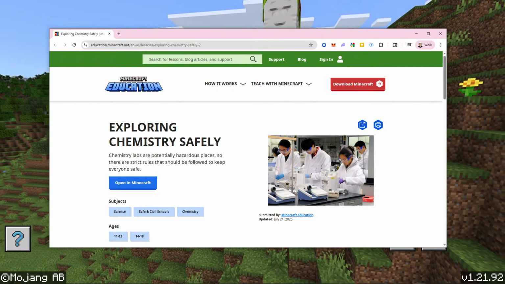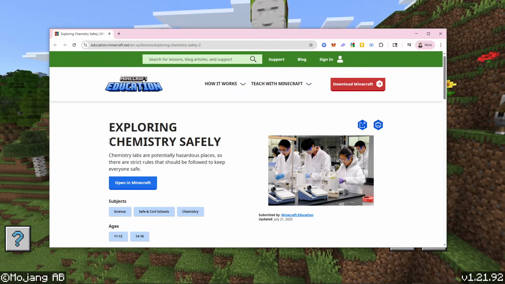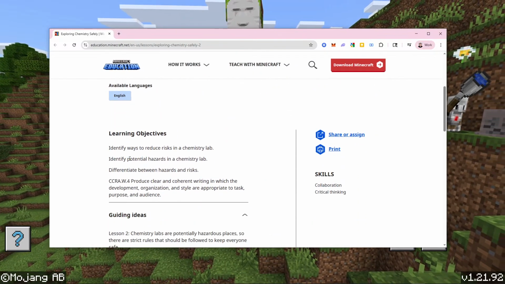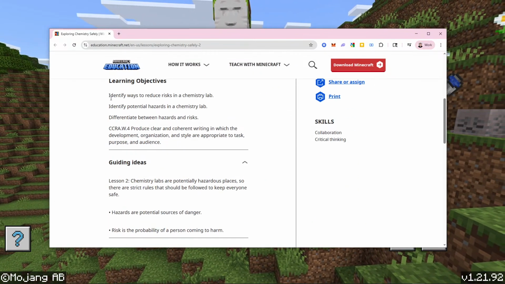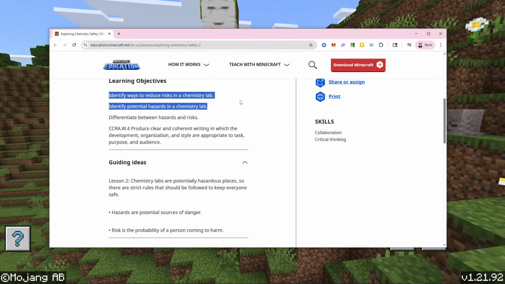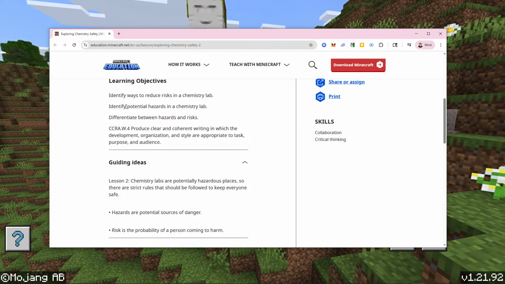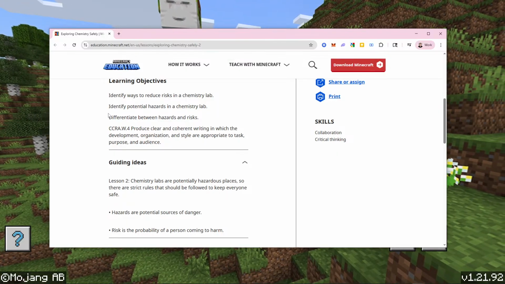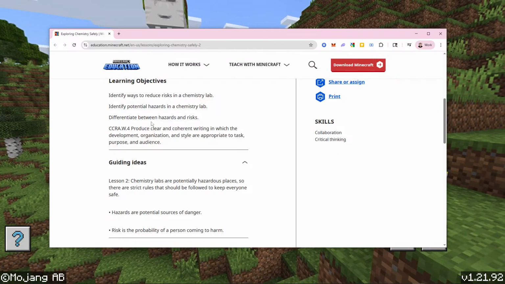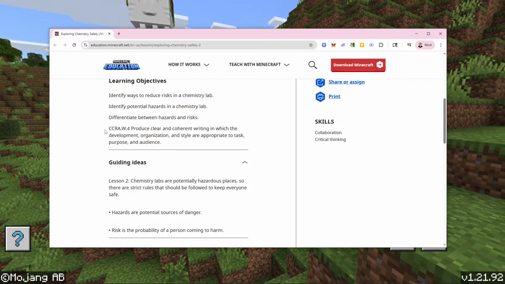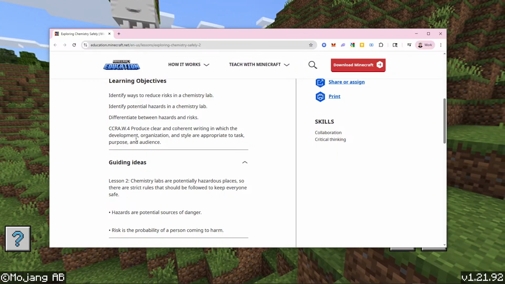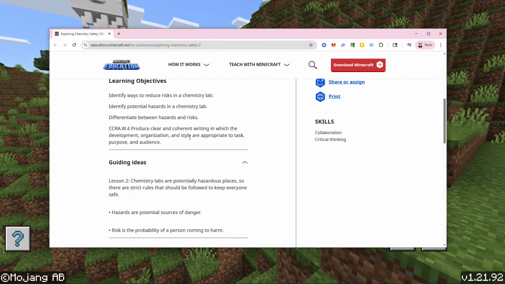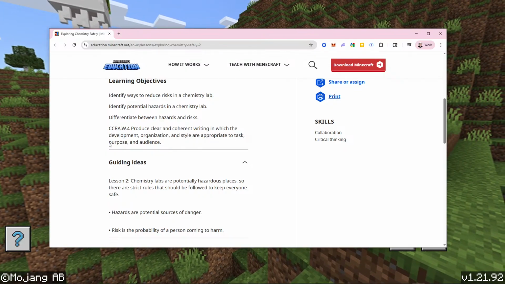Exploring chemistry safely. Chemistry labs are potentially hazardous places, so there are strict rules that should be followed to keep everyone safe. Let's see, we have learning objectives. Identify ways to reduce risks in a chemistry lab. Identify potential hazards in a chemistry lab. Differentiate between hazards and risks. CCRA.W.4: Produce clear and coherent writing in which the development, organization, and style are appropriate to task, purpose, and audience.